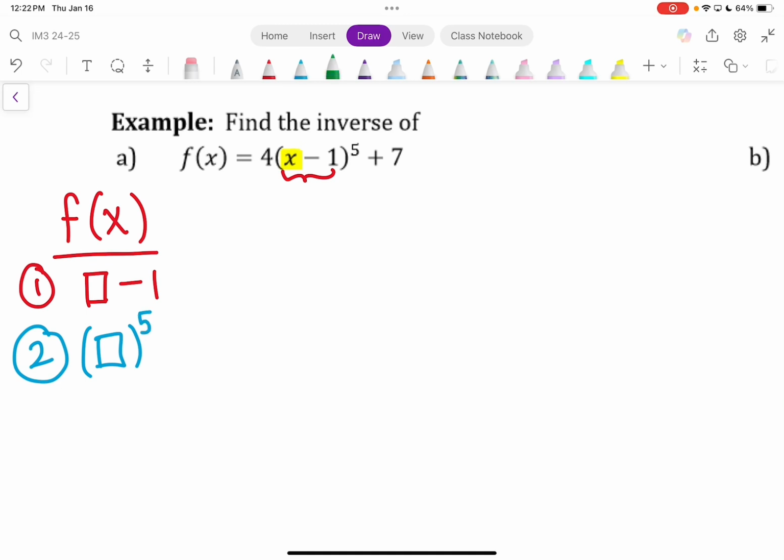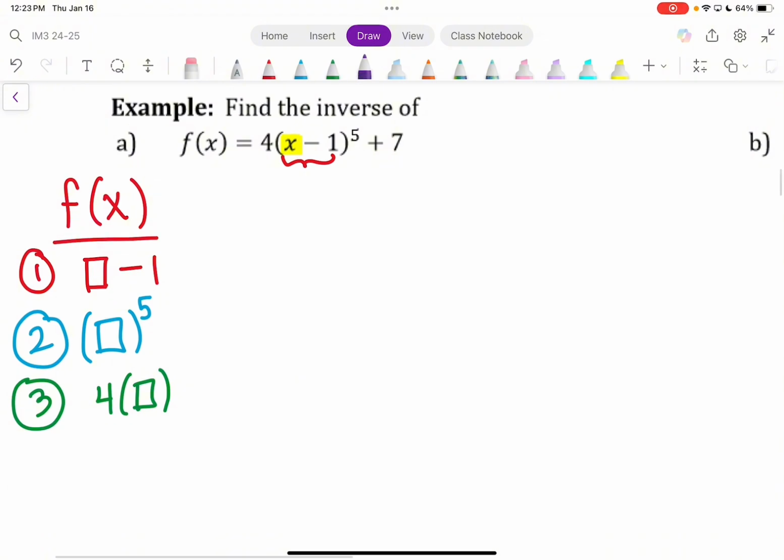Then we're going to keep going, all right? Step 3. Multiply by 4. So we're going to do 4 parentheses box, where the box represents what we did in step 2. Make sense? And then we'll finalize this by going to the last step, which is to add what? Add 7. So it's going to be box plus 7. Okay?